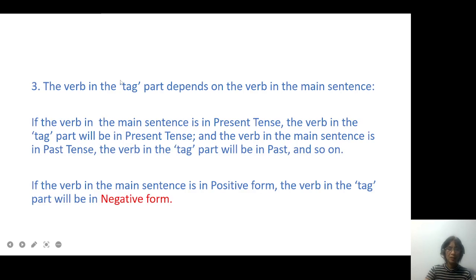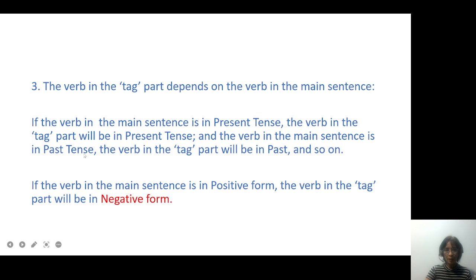Rule number 3, the verb in the tag part depends on the verb in the main sentence. So if the verb in the main sentence is in present tense, the verb in the tag part will always be present tense as well. And if the verb in the main sentence is in the past tense, the verb in the tag part will always be in the past. So consistency is key. If the verb in the main sentence is in the positive form, the verb in the tag part will be in negative form. So remember that.